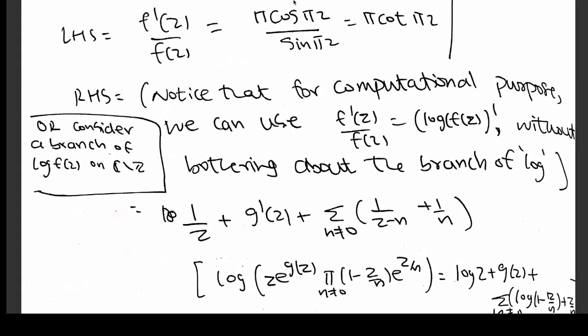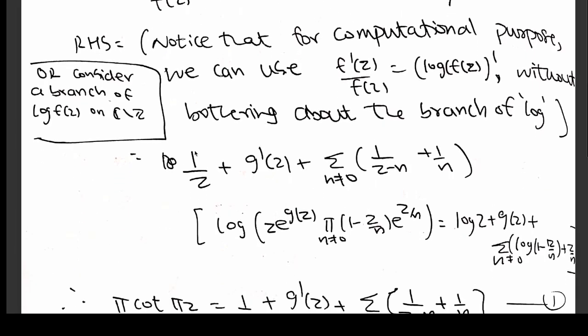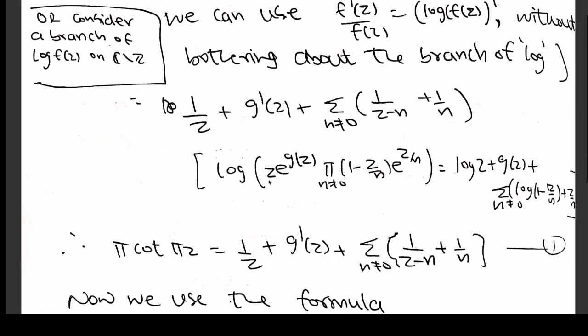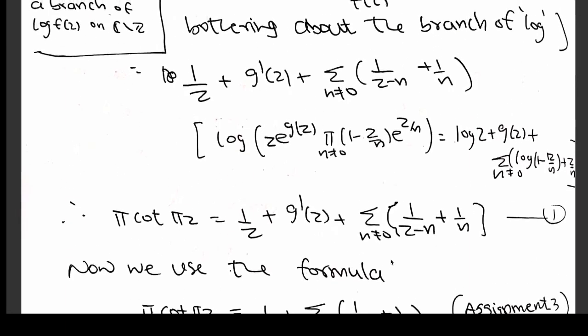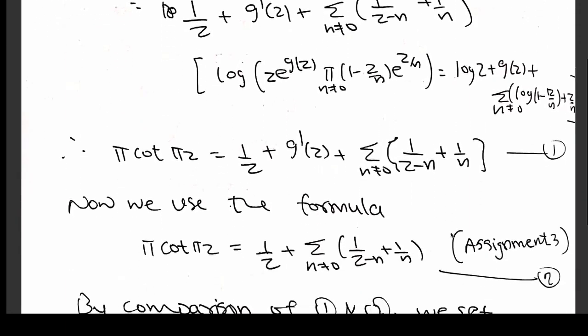You will have f'(z) by f(z). That means for f(z) equal to sin(pi z), it will give you pi cot(pi z). Do the same thing on the right hand side. You will have 1 by z plus g'(z) plus this infinite series. Now what happens? You compare it with the previous representation we obtained. I think I discussed it, I gave it as an assignment. pi cot(pi z) is this. So comparing with this, you will have that g'(z) is 0.